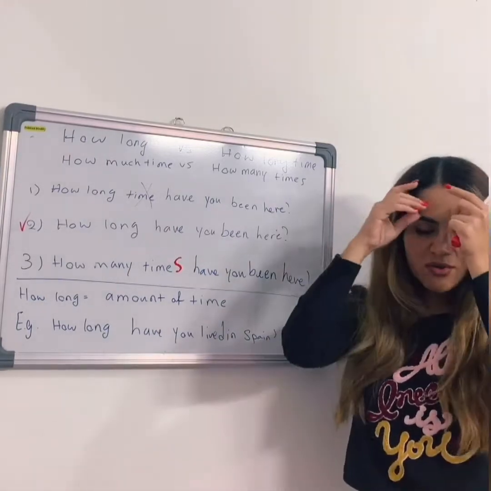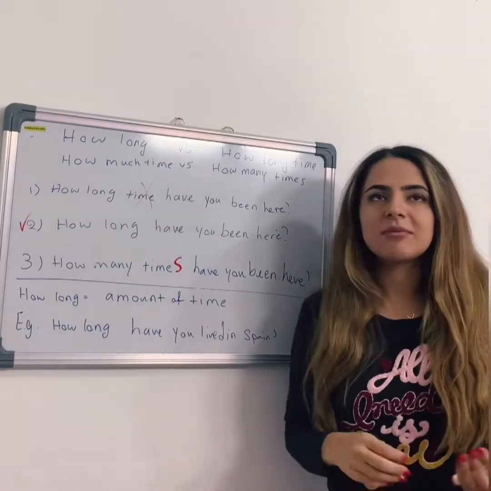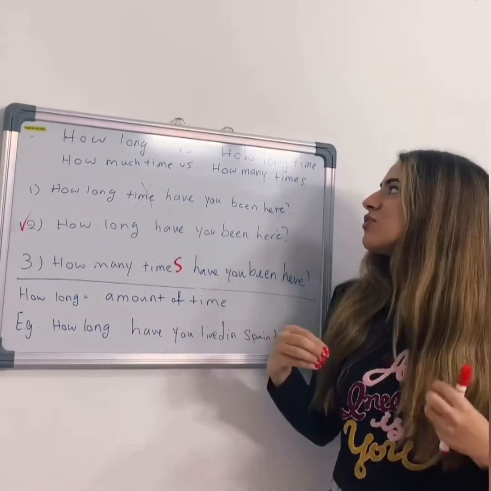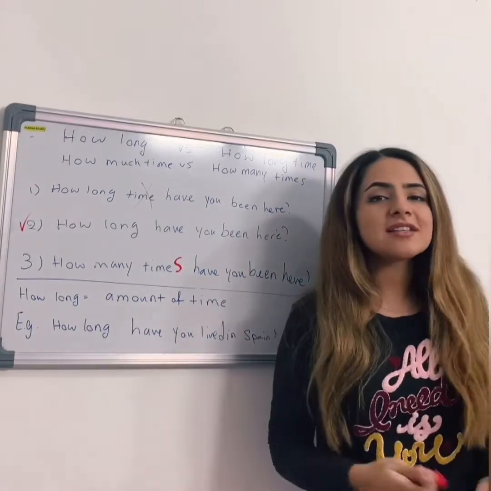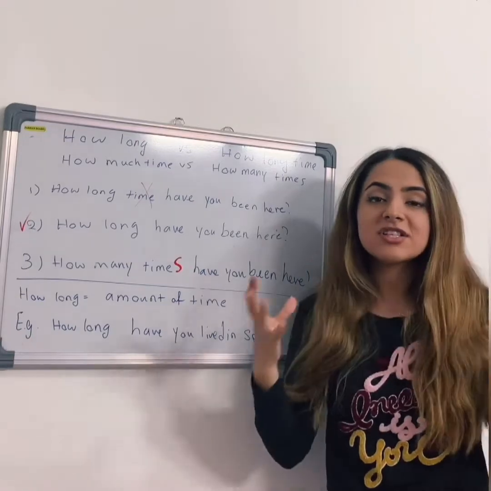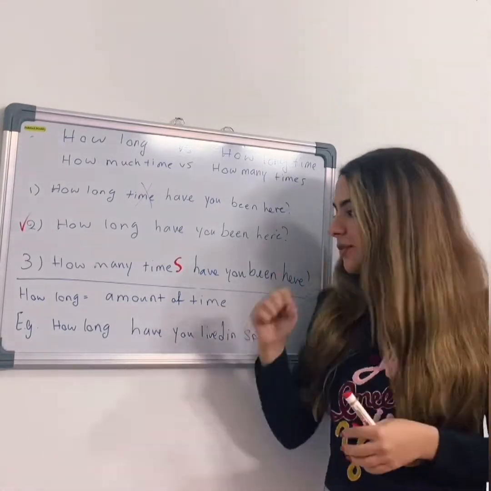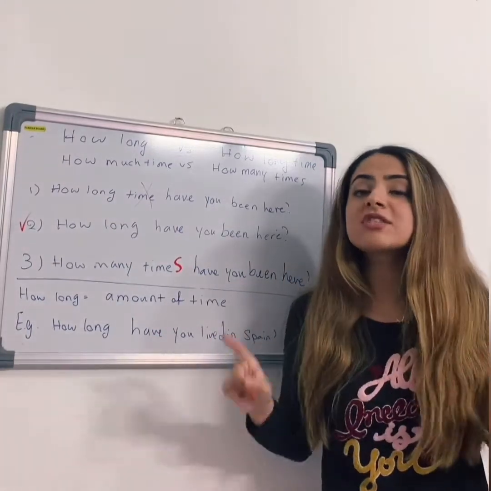Okay, so the difference between how long and how long time, well, actually we don't have any how long time. So in English we don't say how long time. No, never, ever, just how long. And by asking how long, we are asking about the time, the duration, how long something has been going on. So the amount of time could be minutes, could be hours, could be days, could be years.